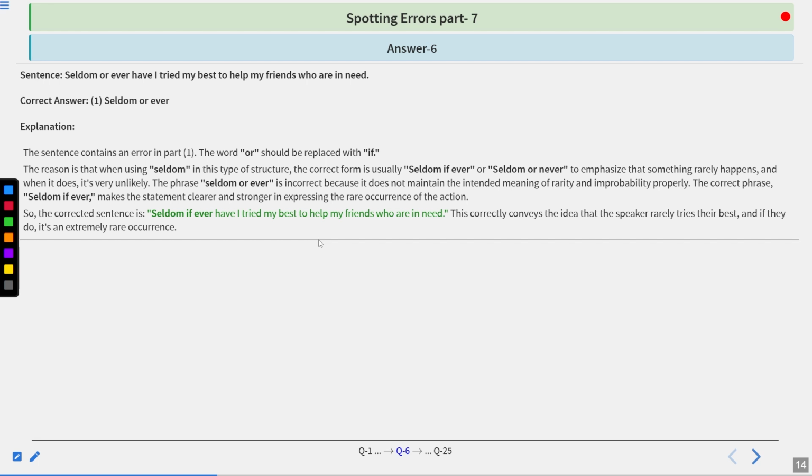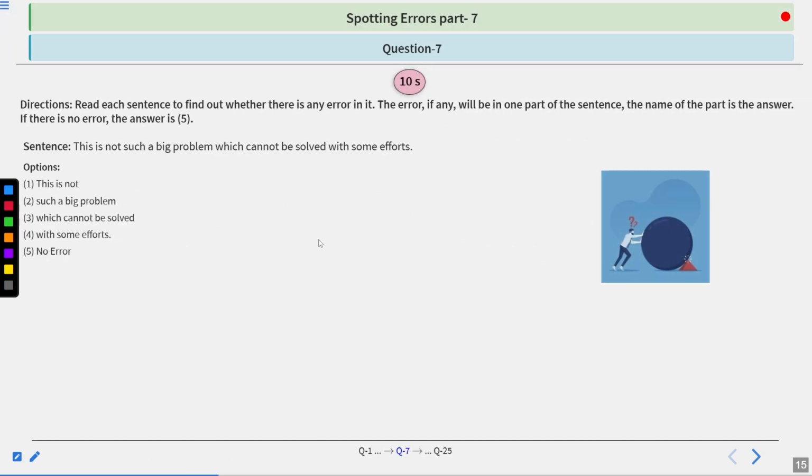So the correct sentence is seldom if ever have I tried my best to help my friends who are in need. That correctly conveys the idea that the speaker really tries their best, and if they do, it's an extremely rare occurrence. Let's move to the next question.